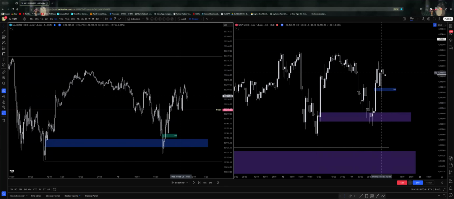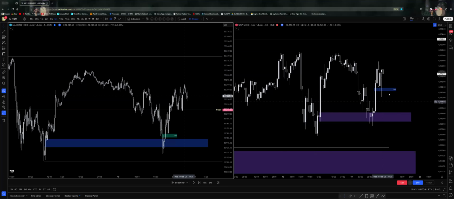Look at this 30-minute candle. This is a hammer, right? We came down, swept it again. Anytime you see some type of sweep inside of a fair value gap, it's letting us know that this could change direction, right? A liquidity sweep changes price direction.